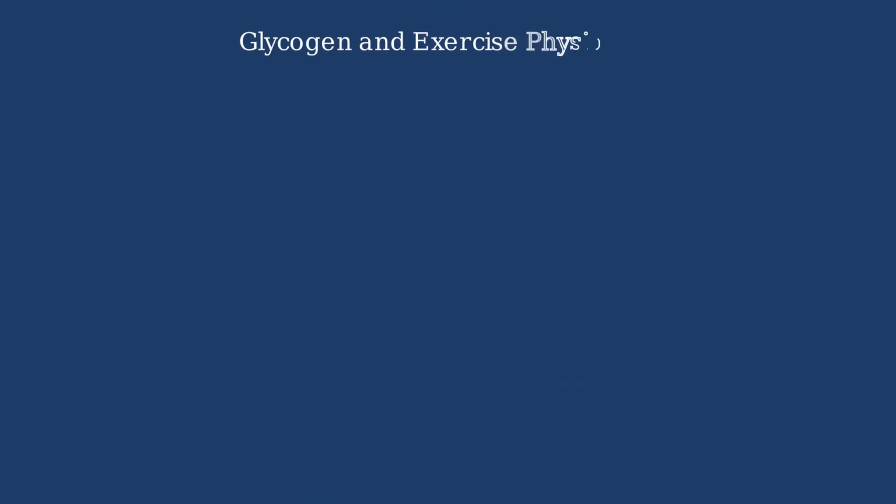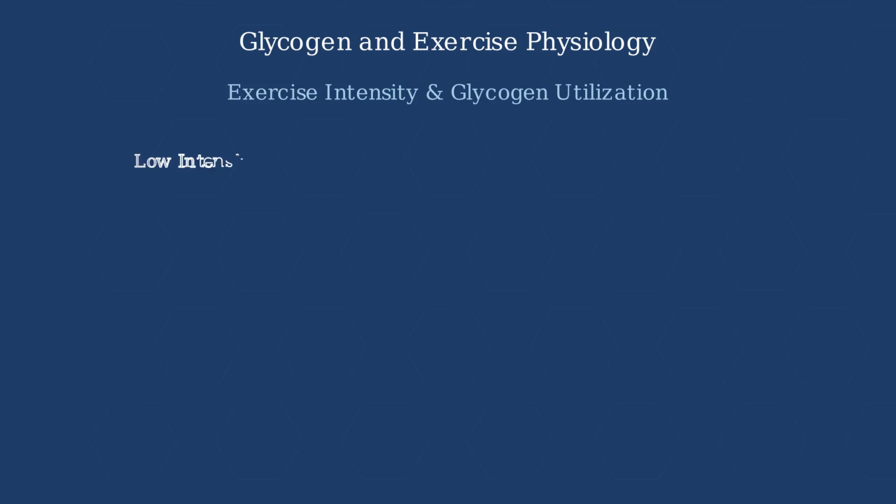Glycogen serves as the primary fuel source during exercise, with its utilization pattern varying based on exercise intensity and duration. Exercise intensity dramatically affects how quickly glycogen is depleted from muscles. During low-intensity exercise, like walking or light jogging, muscles primarily use fat as fuel, with minimal glycogen utilization.